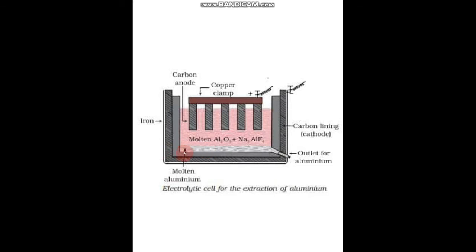As electrolysis proceeds, aluminium will be deposited on the cathode, and it can be just taken out through this outlet. So molten aluminium will be coming here, and it will be taken out through the outlet. Now we can move on to the explanation of this Hall-Héroult process.